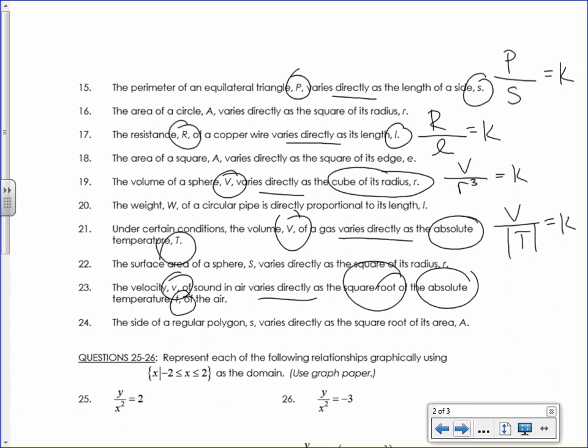Whew, okay. So this one's got a few parts. I'm coming over to the left because I don't want to smush too much with the last example. So velocity varies directly as the square root of the absolute temperature. So that one had a few pieces to it, equals K.